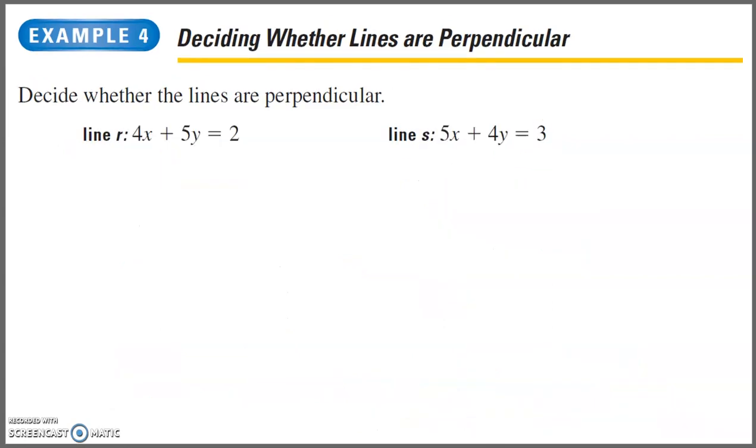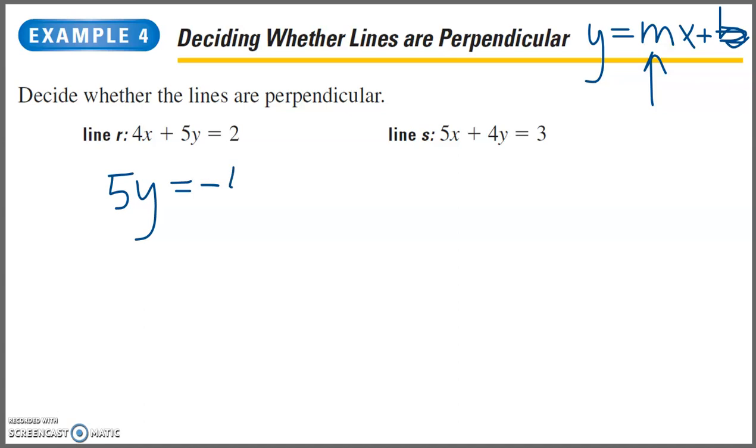Let's take a look at this situation. Now notice these are not in the form y equals mx plus b right now. It has to be in this form if I'm going to identify what the slope is. So I have to put it in that form, which means we need to solve for y. So let's start with line R. I'm going to subtract 4x on both sides. Now I'm dealing with this situation. So I subtracted 4x on the left, subtracted 4x on the right.